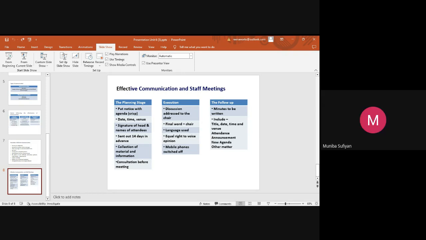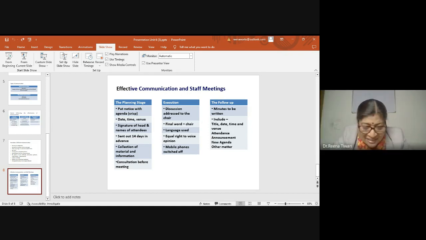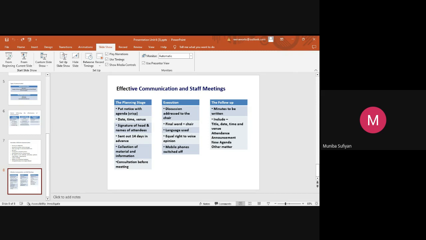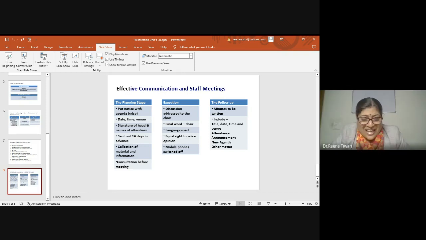Yes, the question here is, at the planning stage, you said the principal should have consultation before the meeting. My question here is, is it before planning the agenda of the meeting? Yes, this is the planning part. He should have the consultation, and to whom should he consult? Is it the authority or the teachers he is working together with? His co-workers.